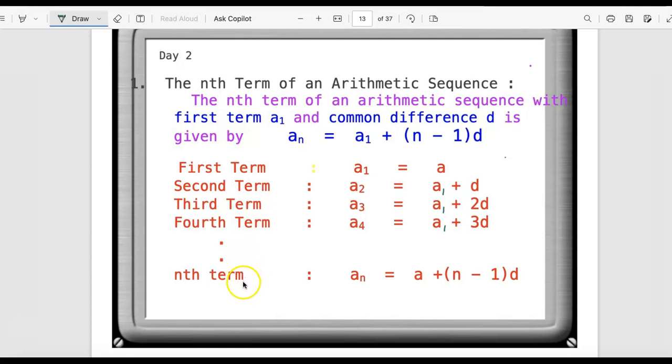So this leads us to our generalized formula, the nth term formula. A sub n is equal to what? A sub 1 plus n minus 1 times d. So go ahead and take the notes, and let's go to the next slide.